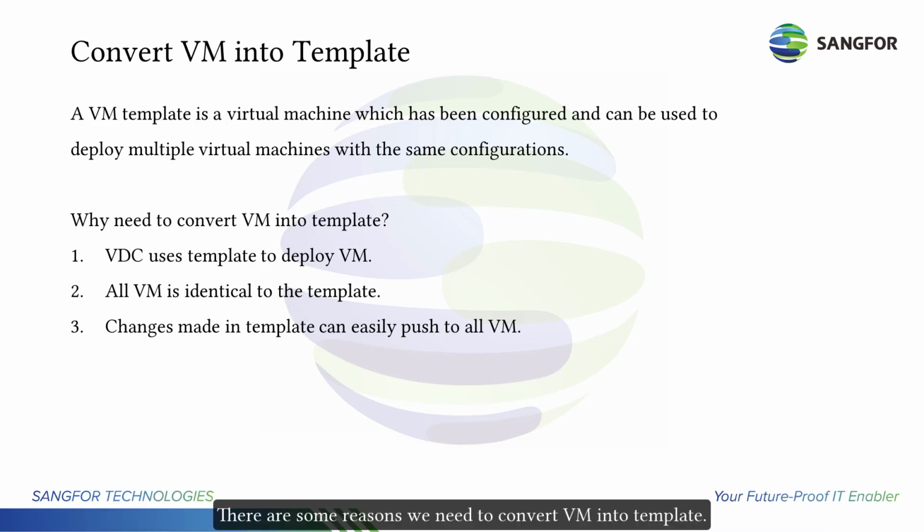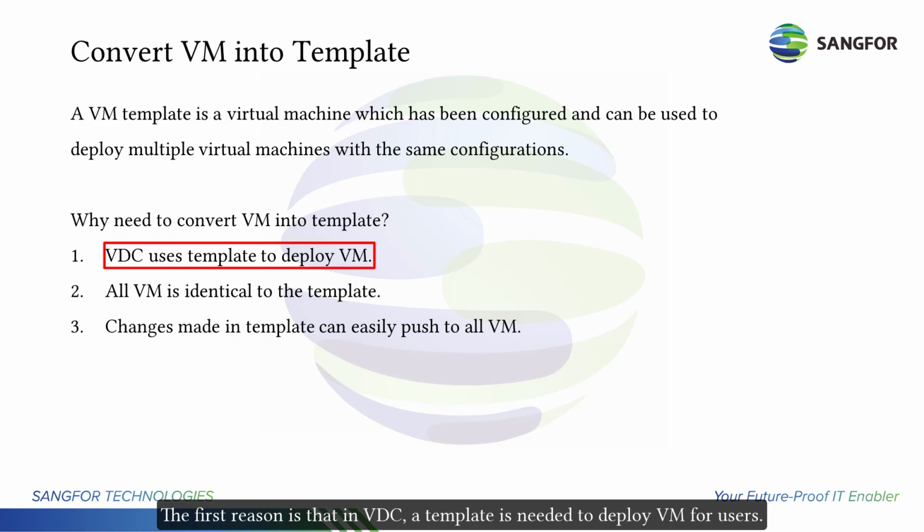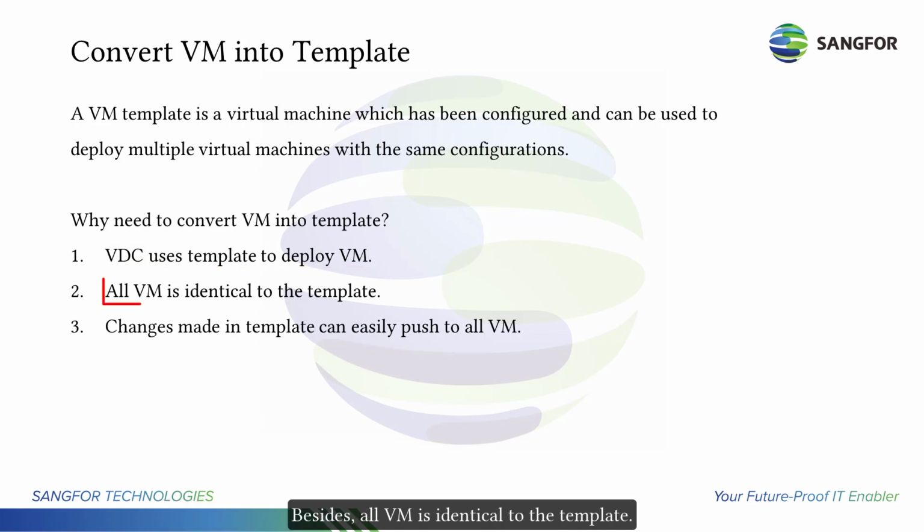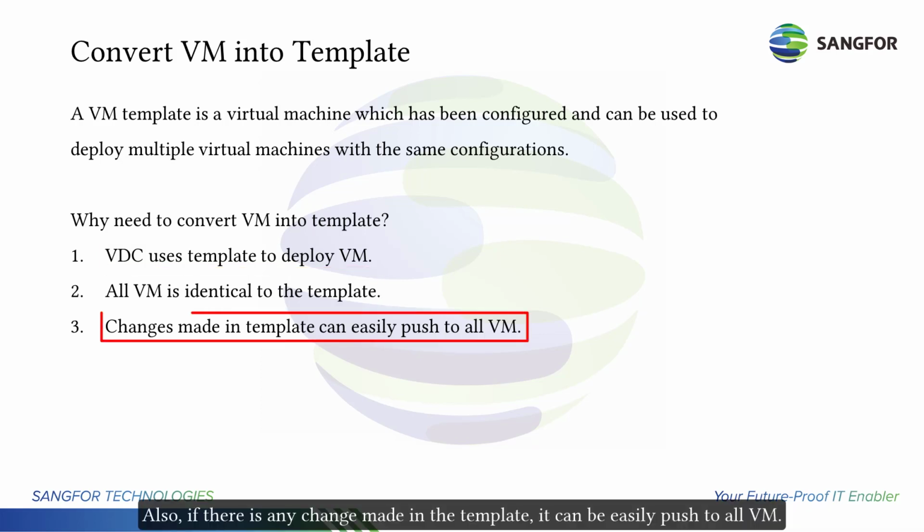There are some reasons we need to convert a VM into a template. The first reason is that in VDC, a template is needed to deploy VMs for users. Besides, all VMs are identical to the template. Also, if there is any change made in the template, it can be easily pushed to all VMs.